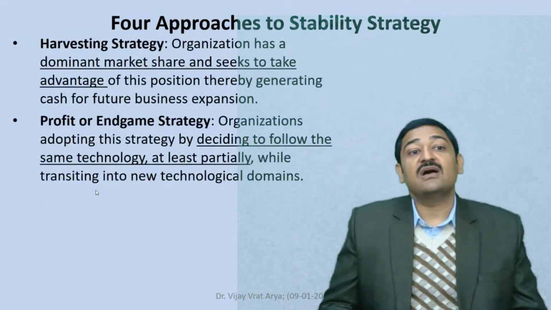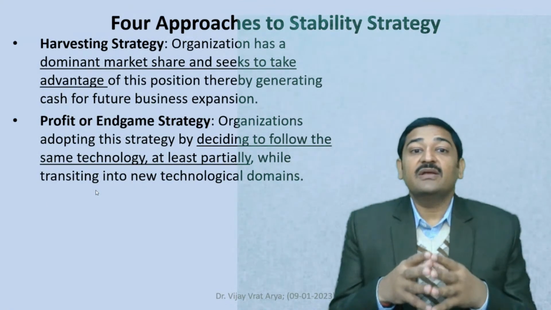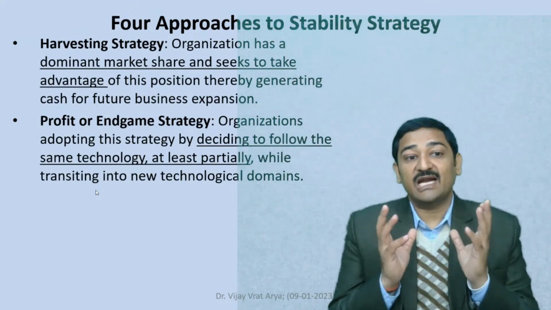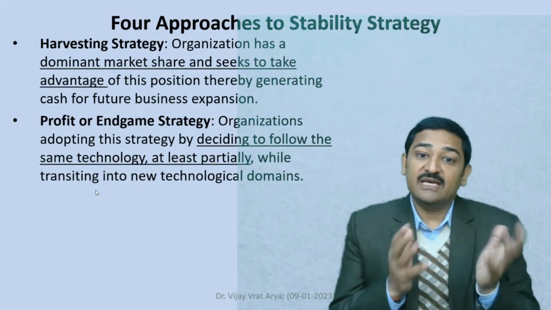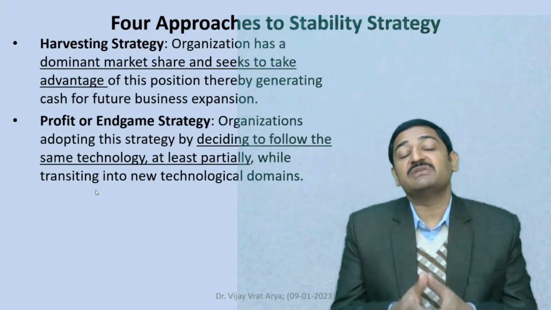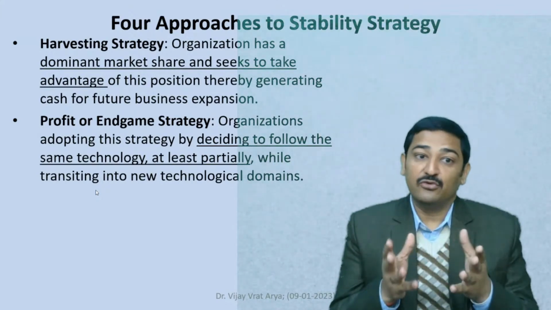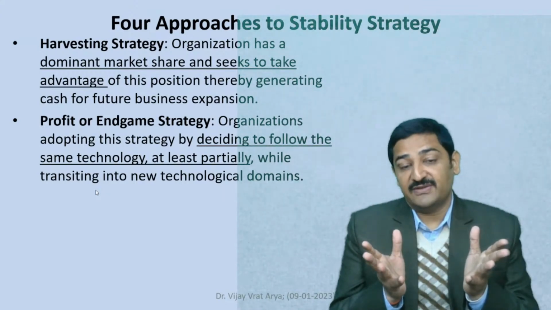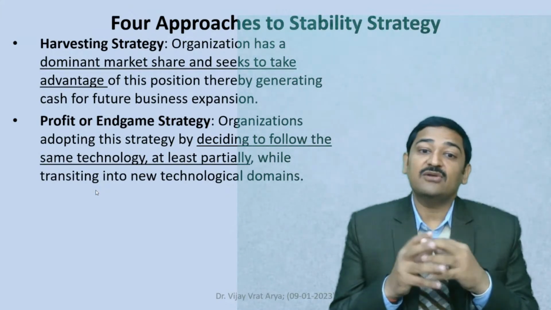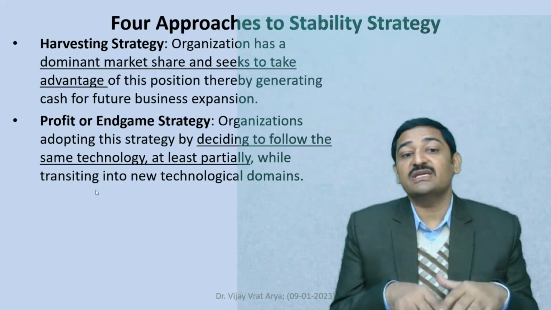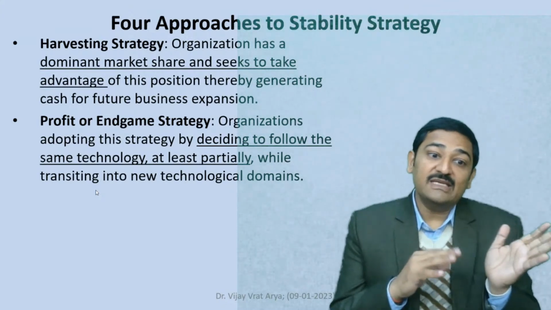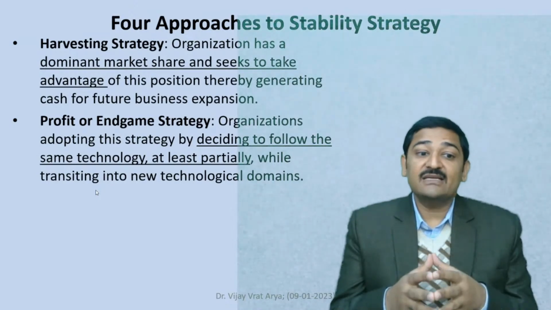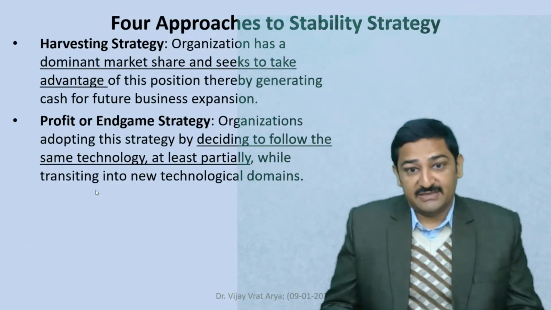The third approach is the harvesting strategy, where the organization has a dominant market share and seeks to take advantage of its position, thereby generating cash for future business expansion. The fourth approach is the profit or end game strategy, where the organizations adopting this strategy decide to follow the same technology at least partially while transiting into new technological domains.